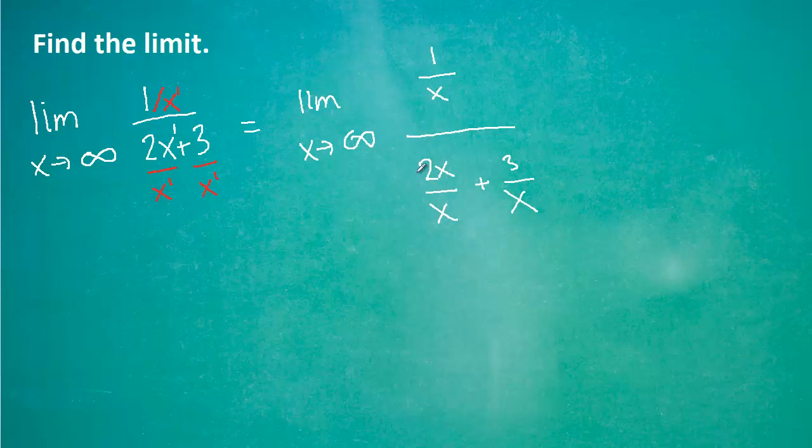Now, if you examine this term carefully, right here, you should see that the x in the numerator and the x in the denominator are going to cancel. So we can cancel those out. That doesn't happen with the 3 divided by x. There's nothing to cancel. And same with the 1 divided by x. So we can rewrite this limit just one more time.